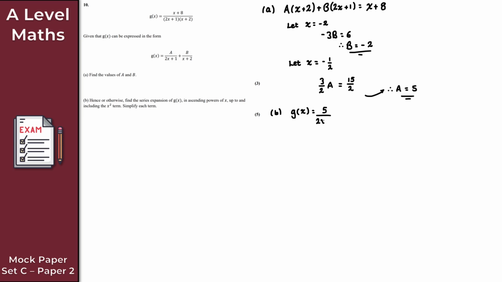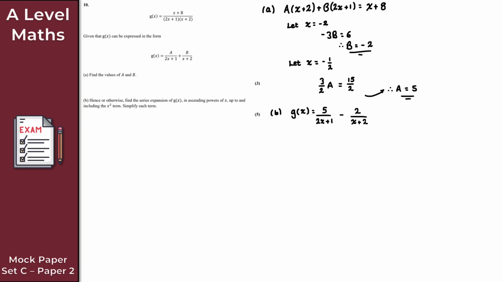So 5 over 2x plus 1 plus b over x plus 2. So b then is minus 2 here. We get minus 2 all over x plus 2. Okay. So what I'm going to do here is think about this in two different parts. I've got this part here, so 5 over 2x plus 1, and also minus 2 over x plus 2.